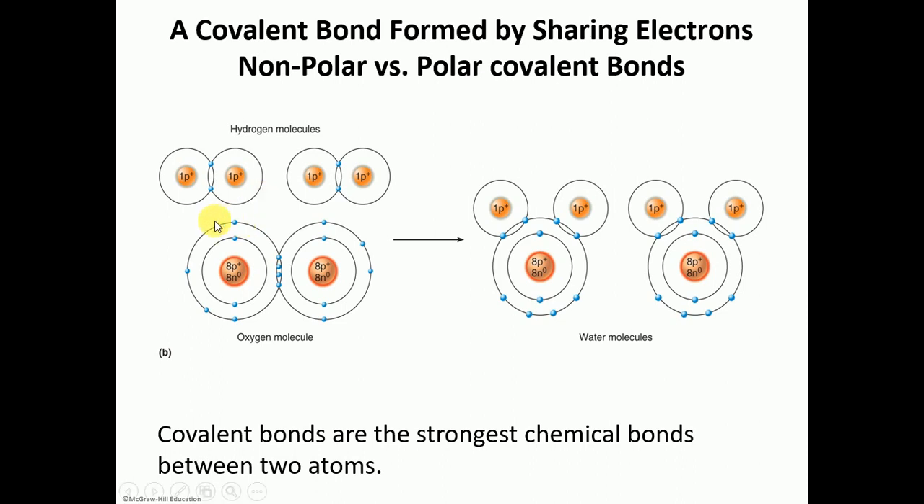Same with an oxygen molecule. You can see here that they're sharing a total of 4 electrons, so 2 from each oxygen atom, and they are equally sharing these electrons. Hence again, there is no positive end or negative end, and this is known as a nonpolar covalent bond.